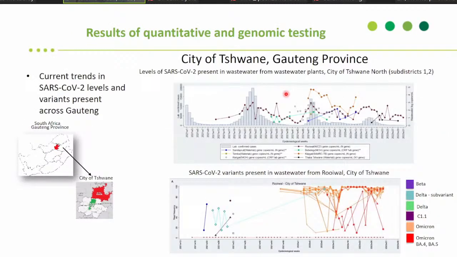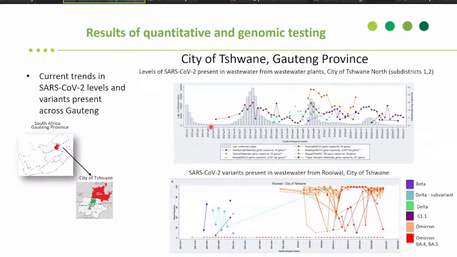Just showing a little bit of results in the surveillance. I'm not able to show everything, so I'm going to focus on the Gauteng province, and this is the city of Tshwane. This graph, as I indicated earlier, shows the levels of SARS-CoV-2 in wastewater. As you can see here, this high peak of the clinical cases was during the third wave of infection, and the second peak was during the fourth wave of infection. So we can clearly see the genome copies per mL of SARS-CoV-2 in the wastewater corresponded to the increase in clinical cases.